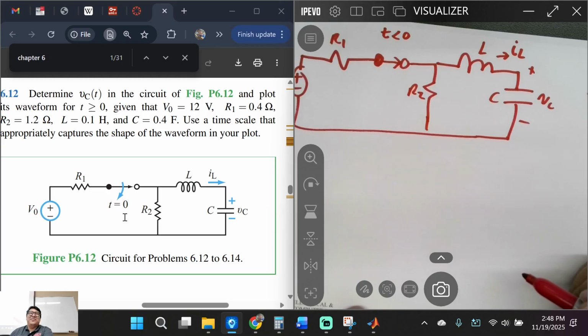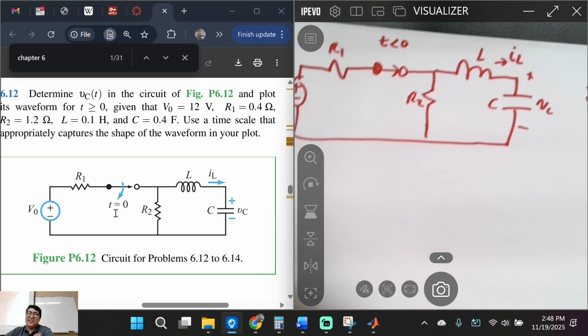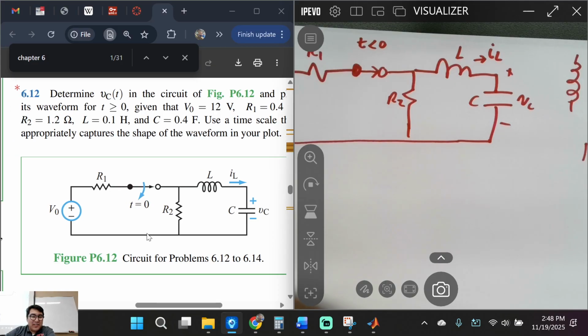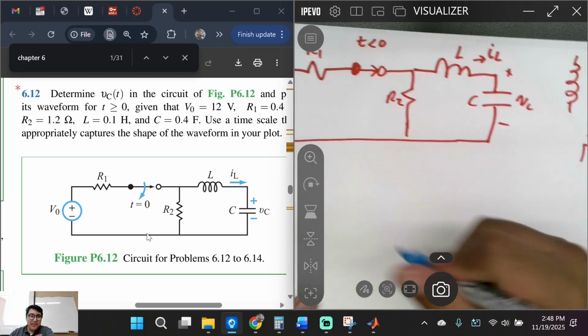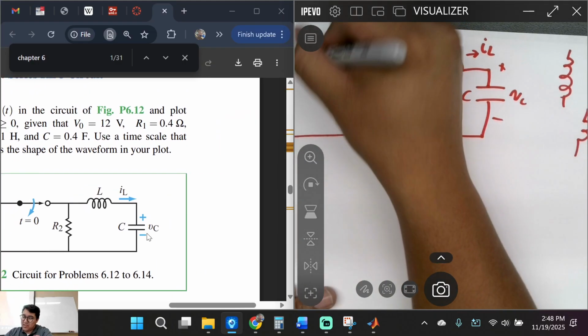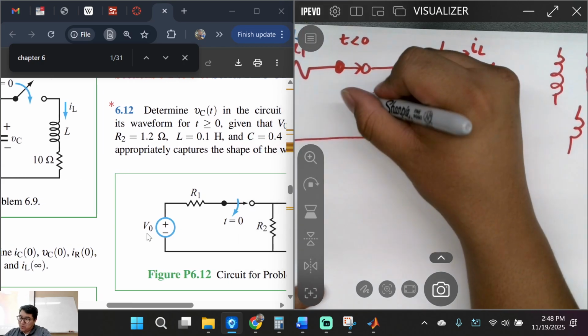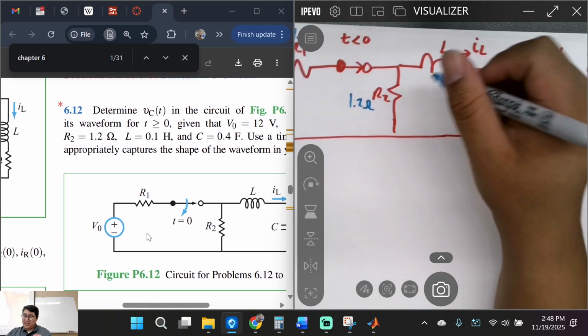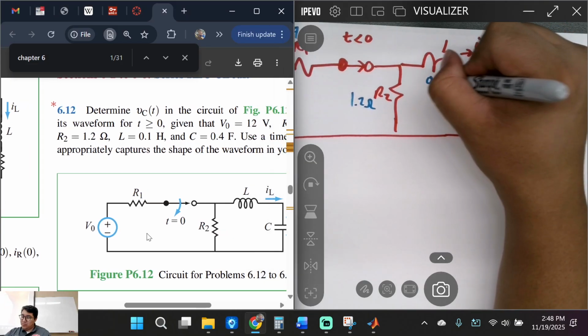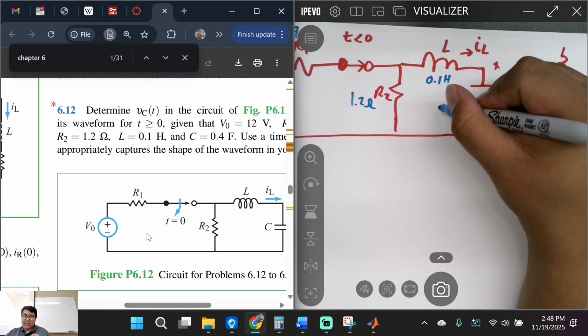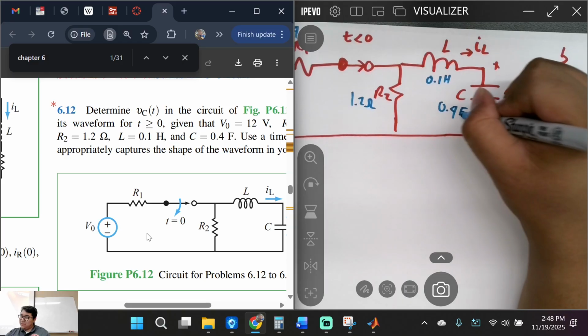So what are our initial values in the circuit? Okay. Let's think. The problem says at t equal to 0, right? When t is 0, the circuit opens. Okay? So let's not think too deep. V naught is 12 volts. R1 is 0.4 ohms. R2 is 1.2 ohms. This right here is 0.1 Henry and 0.4 farads. There we go.